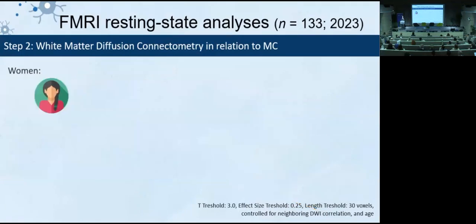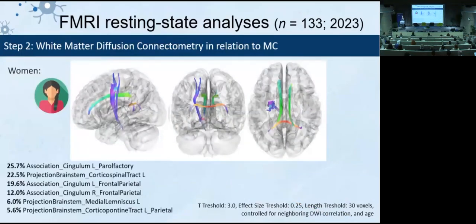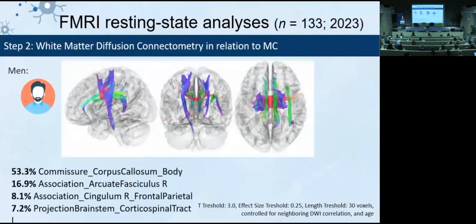And we have preliminary gender differences. So for women, quantitative anisotropy of the left parahippocampal cingulum seems to be more important, and also links between frontoparietal areas. For men, interestingly, it's more the interhemispheric connectivity of the corpus callosum and the right arcuate fasciculus. So I'm still working on interpretations.